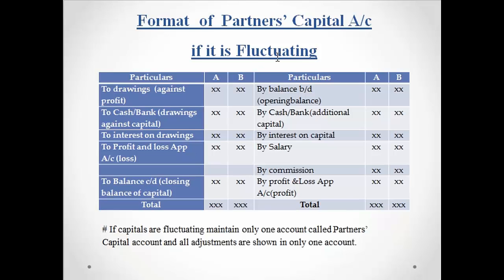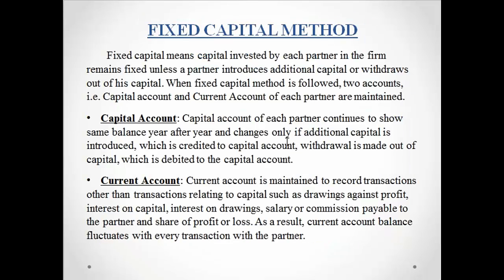So I hope the format of fluctuating capital method is clear for you. And as I told you before, to maintain partner's capital account, there are 2 methods. One is called fluctuating capital method and one is called fixed capital method. In detail, I explained the format of partner's capital account if it is fluctuating. I hope this topic is clear for you. Now I will go to the next topic. For maintaining partner's capital account, there are 2 methods. One is called fluctuating capital method. That method is complete now. I'll be starting with the next method, which is called fixed capital method.